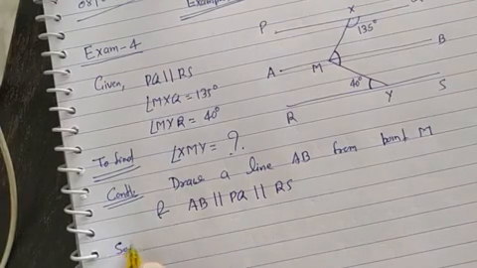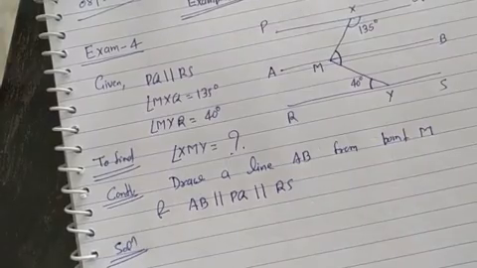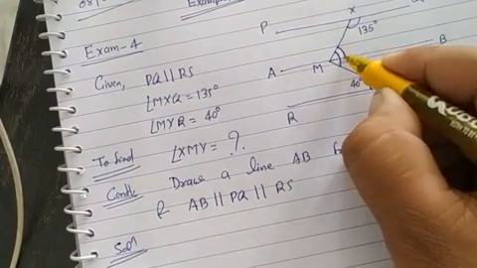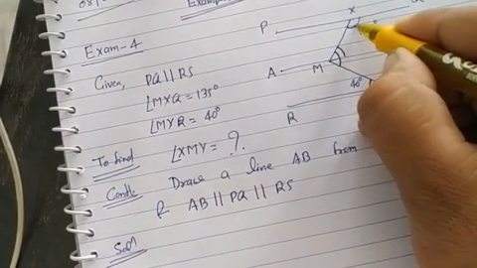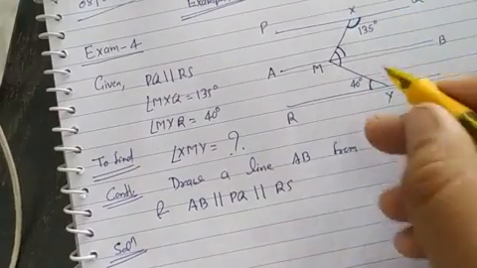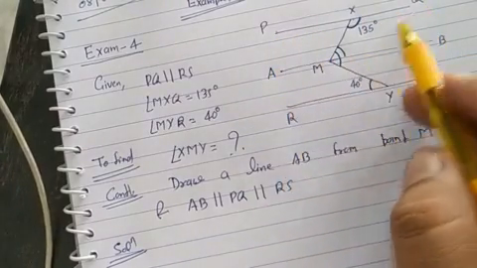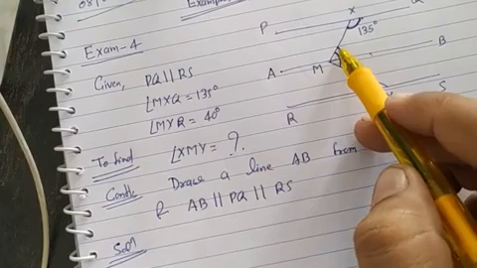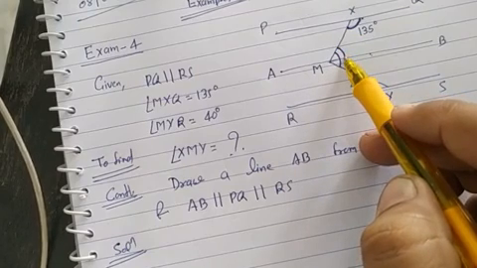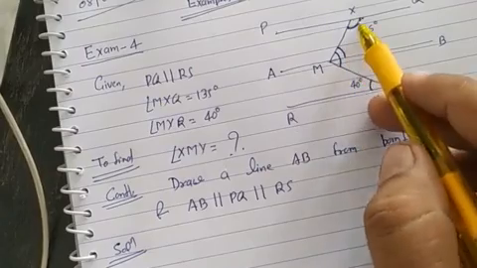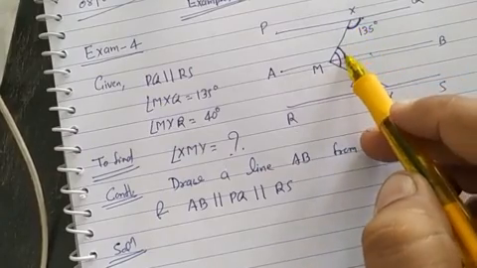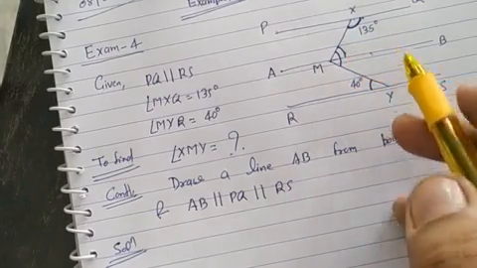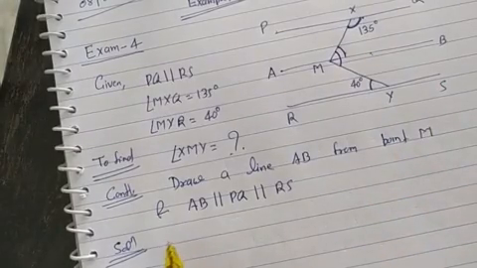Now you can come to the solution. Okay, now think about this angle and this angle. If lines PQ and AB are parallel to each other, then this angle and this angle are the type of angles which are on the same side and interior, which means these are co-interior angles, and the sum of co-interior angles is what? 180 degrees.